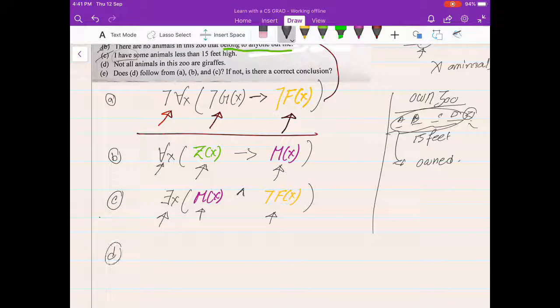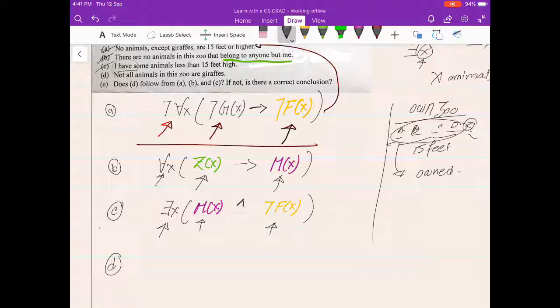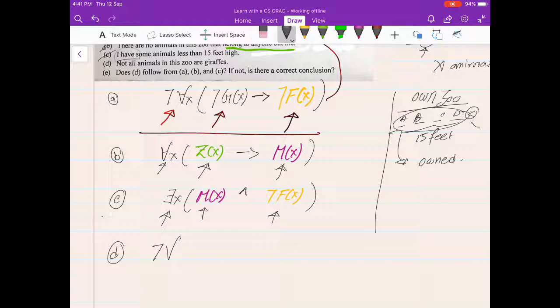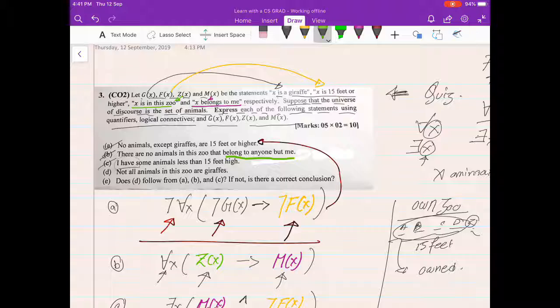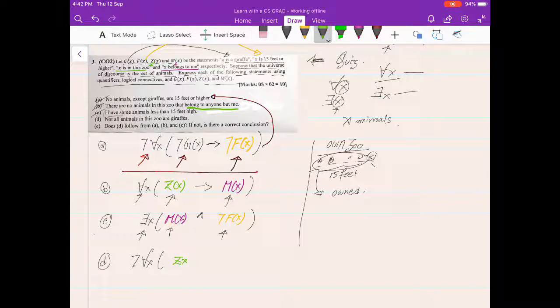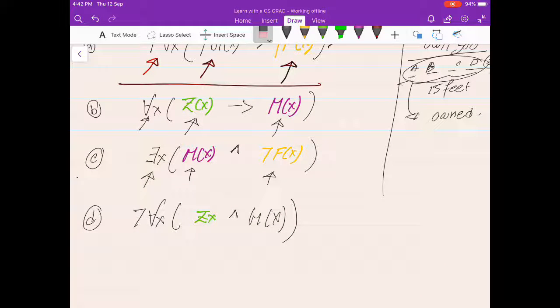Okay, so let's move on to the fourth question. Not all animals in the zoo are giraffes. So we put a not sign and the universal quantifier, and it says in the zoo. In the zoo is Z(x), the green one. The giraffes, the black one, represent G(x), and G(x). The whole function, sorry my G looks a little bad here. So this says that not all animals that I own are giraffes.